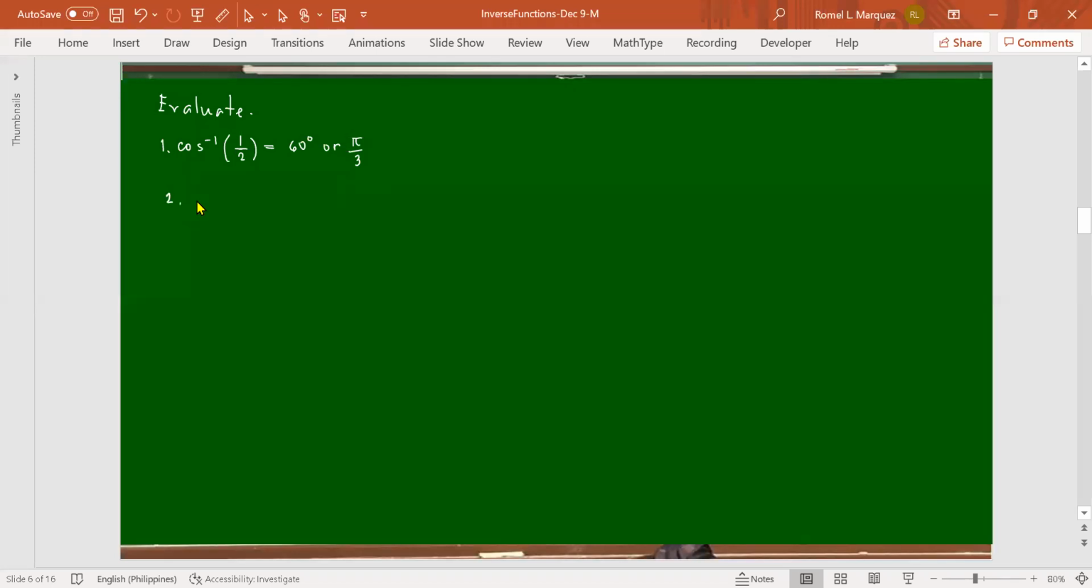Okay, guys? Number 2, cosine inverse of negative 1/2. What is that angle? If I take the cosine, it is negative 1/2. Since it is negative, we take it from the second quadrant. Remember, the range for inverse cosine is 0 to pi, no? If negative, between pi over 2 to pi. So the reference angle is 60 degrees. What is that angle in the second quadrant? The reference angle is 60 degrees, so that is 120 degrees, or that is 2 pi over 3.